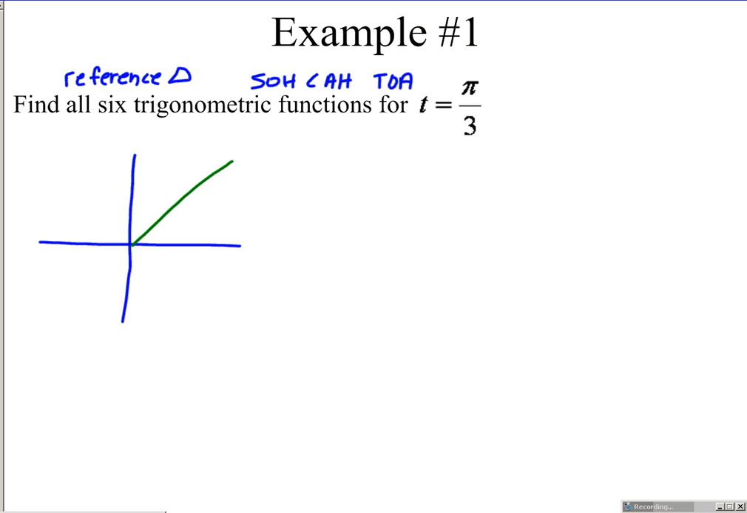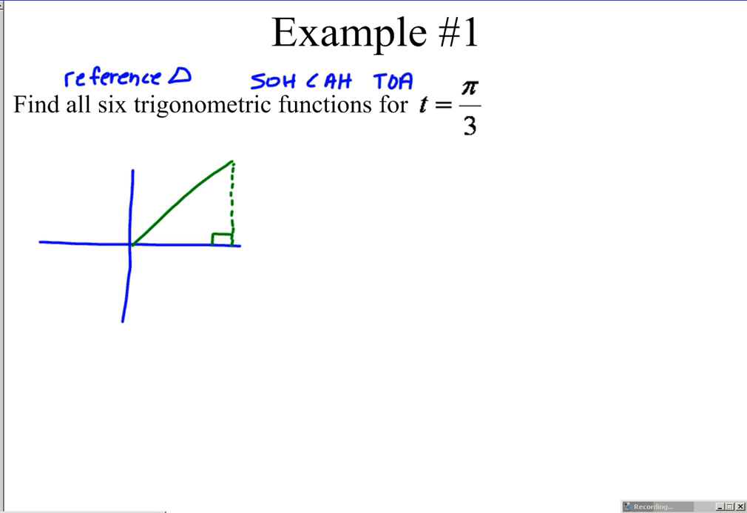To finish your reference triangle now, your third side of the triangle is always going to be drawn to the x-axis. It will never be drawn to the y-axis. So don't draw something over here ever connecting it to the y-axis. That will never happen. Third side is always drawn down to the x-axis here.